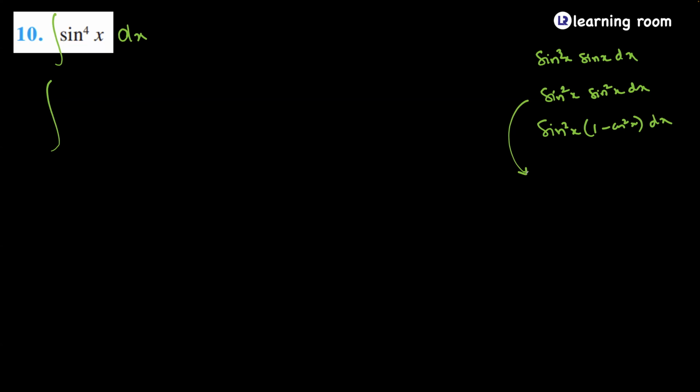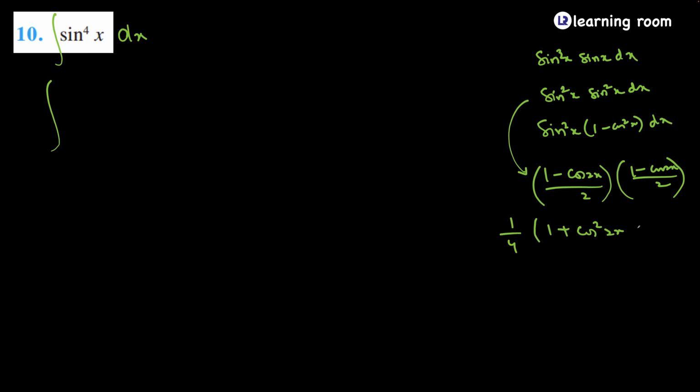Why can't we write sine square x as 1 minus cos 2x by 2, and the other sine square x as 1 minus cos 2x by 2? Basically, it is 1 minus cos 2x by 2 the whole square. When I do this, what will I get? I'll take 1 by 4 outside, 1 minus cos 2x the whole square. So 1 plus cos square 2x minus 2 cos 2x. I think this is easier to integrate, no? We'll do with this. Are you able to understand the logic?